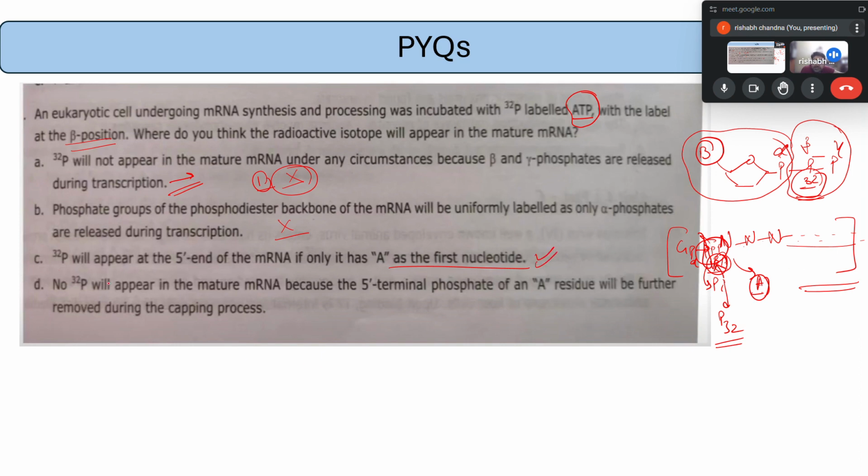Now the fourth option: no P32 will appear in the mature mRNA because the 5' terminal phosphate of an A residue will be further removed during the capping process. No, because the gamma phosphate is removed, but the labeled phosphate is the beta one. So the fourth option is also wrong. The correct option is option C.